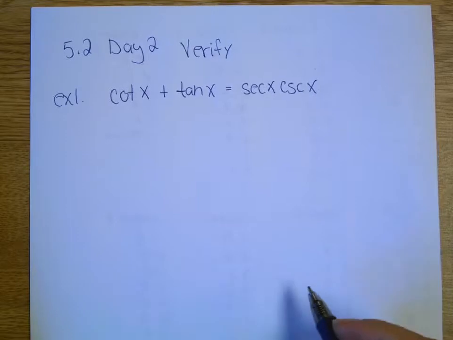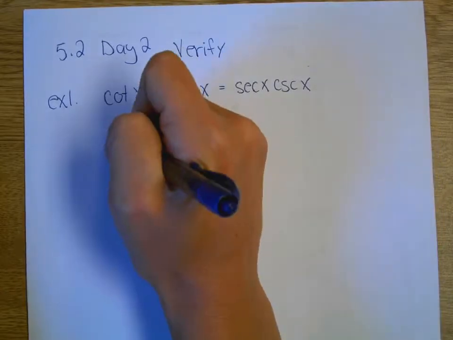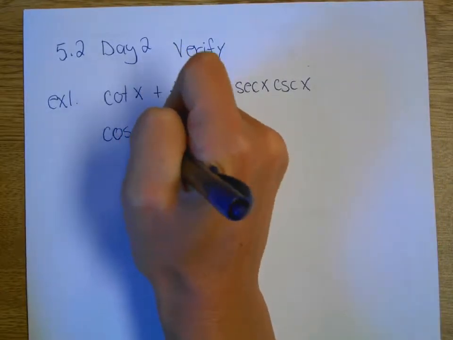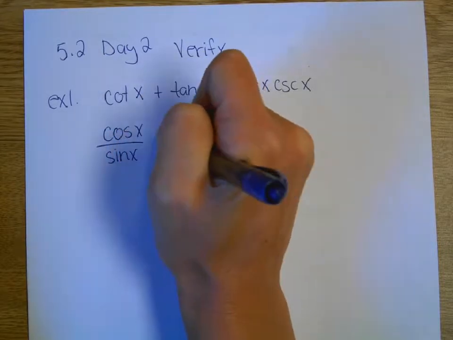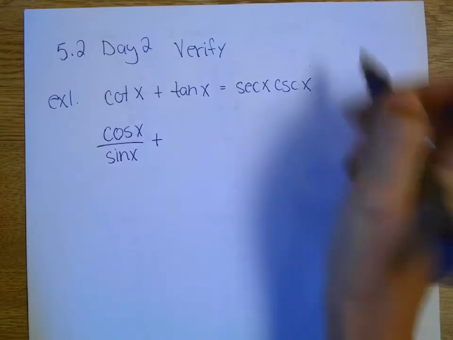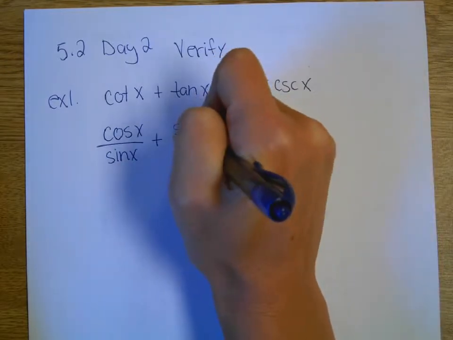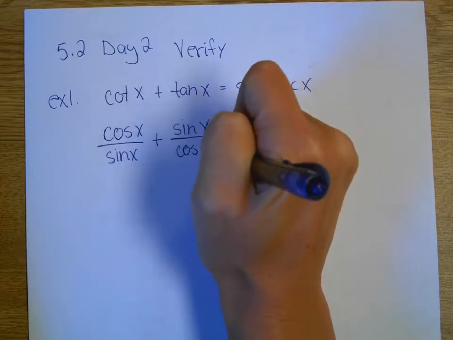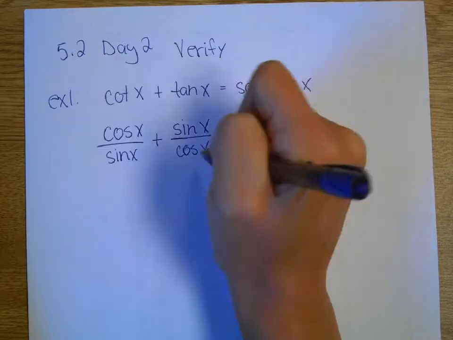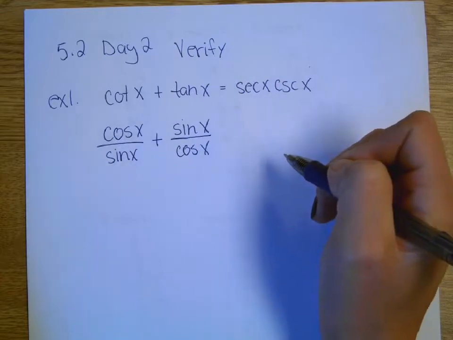You can write cosine over sine. And tangent is sine over cosine. Am I allowed to cancel across this add sign here? No, you cannot. You cannot ever cancel across an add sign.